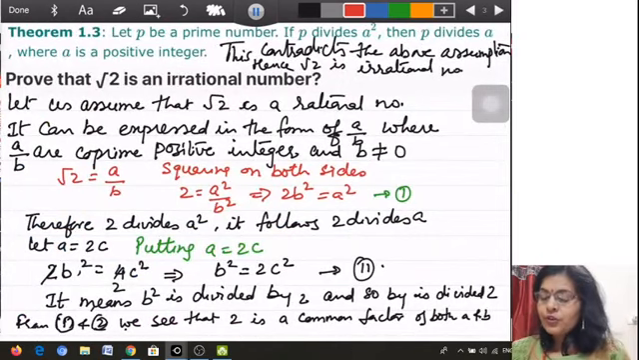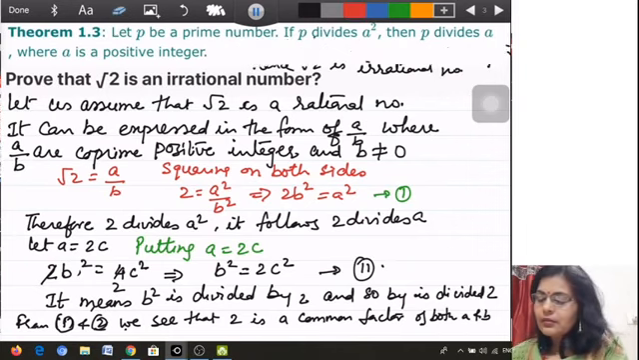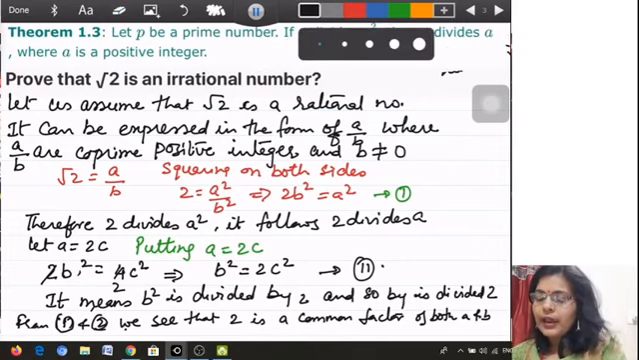A very important question is related to theorem 1.3. Let P be a prime number. If P divides A square, then P divides A, where A is a positive integer. Now the question is: prove that root 2 is an irrational number.